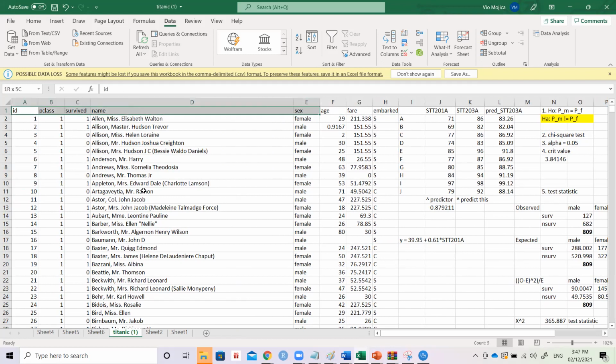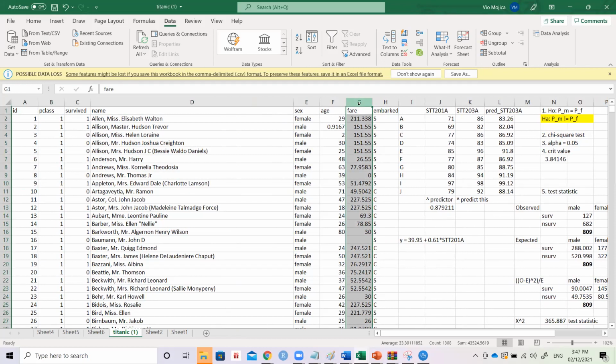You're going to be given a dataset, and you're going to be asked some questions. Suppose you want to ask: does fare vary significantly across different places where they embarked? These are the questions that you just asked.